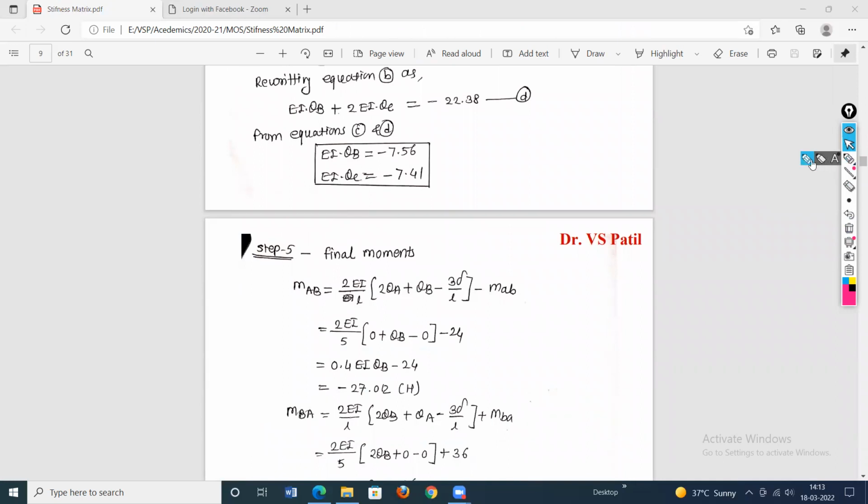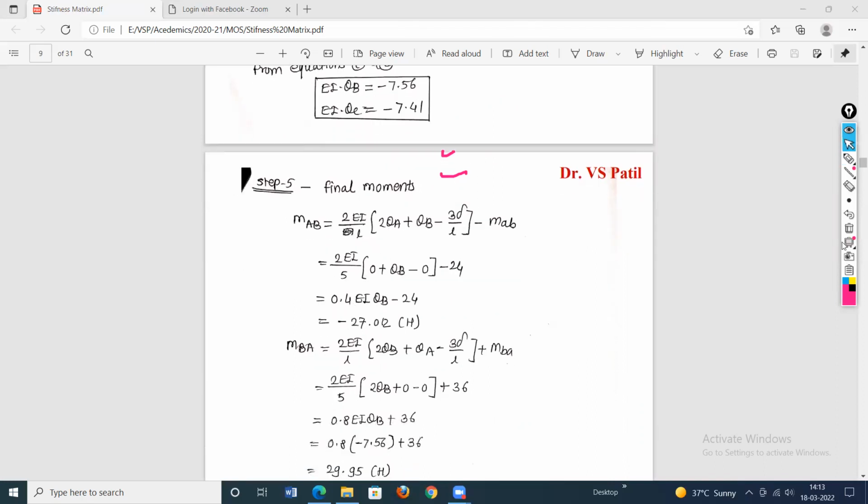Then after this, step number 5. Now here in step number 4, we have determined the unknown displacements, theta B and theta C. Then, to find the final moments at supports A, B, C, D, we will use the slope deflection equations. Only this is the option. Then, using the slope deflection equation.